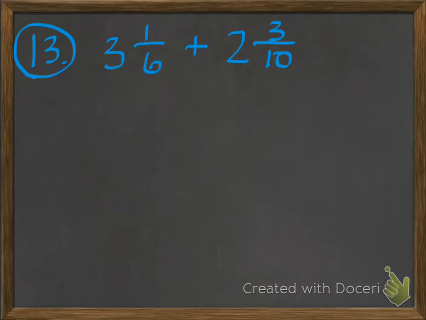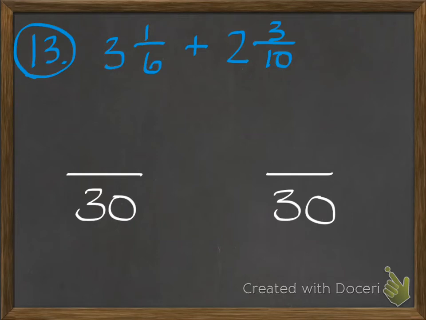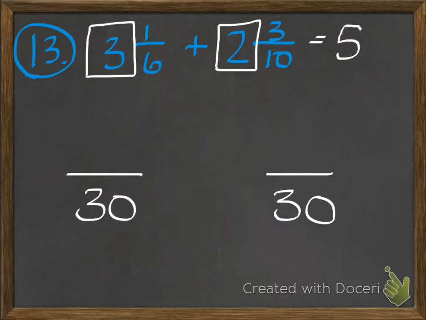Number 13, 3 and 1/6 plus 2 and 3/10. Okay, I found the common denominator is 30. I'm going to go ahead and add the whole numbers, and 3 plus 2 is 5. So that's going to be my whole number. And I need to change the fractions to 30ths. So I have to get from 6 to 30. 6 times 5 equals 30. Whatever I do to the bottom, I have to do to the top, so I multiply the top times 5 as well. 1 times 5 is 5.